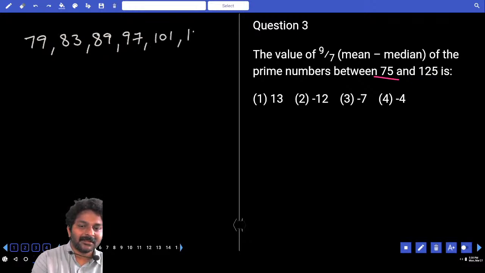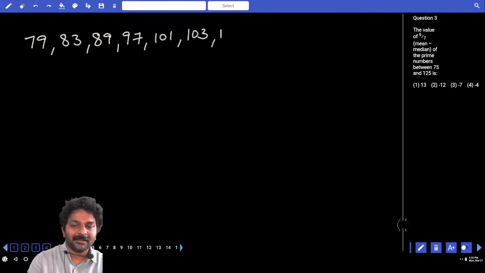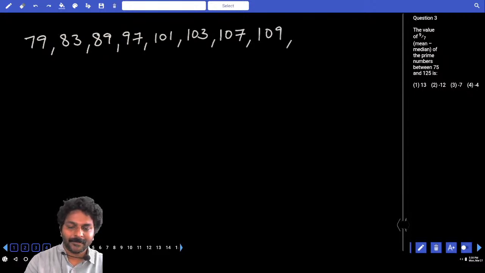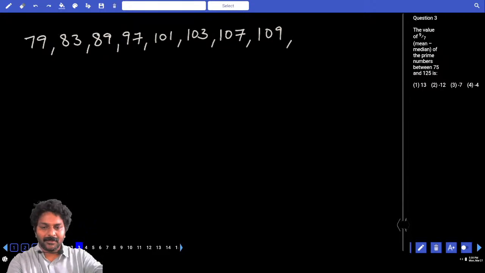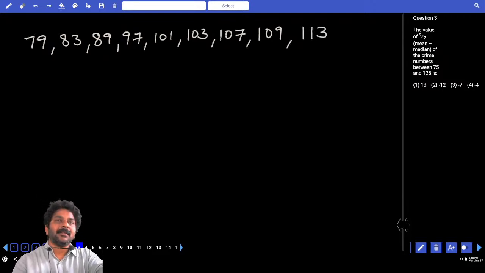103. 107. 109. Next, 111, no. 113. 117 is a multiple of 9. 119. 119 is a multiple of 7, 7 times 17.